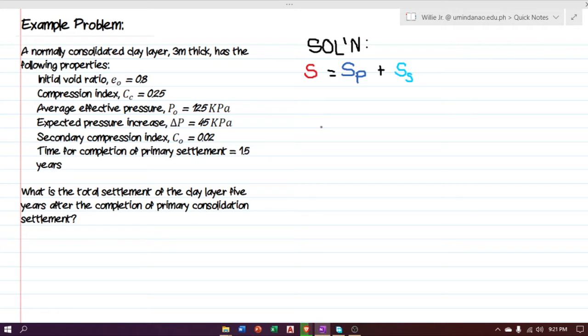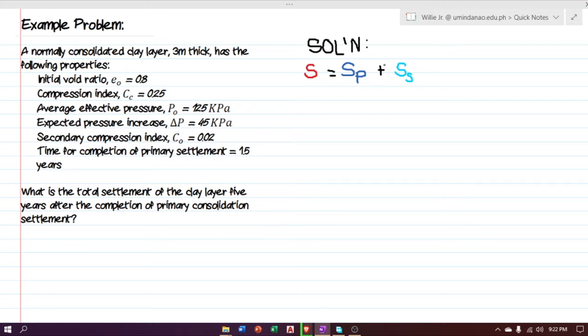Hi guys, so after our first reporter explained the secondary consolidation settlement, we're going to provide an example problem. A normally consolidated clay layer 3 meters thick has the following properties: initial void ratio equals 0.8, compression index equals 0.25, average effective pressure equals 125 kilopascals, expected pressure increase equals 45 kilopascals, secondary compression index equals 0.02, and time for completion of primary settlement is 1.5 years. The question is, what is the total settlement of the clay layer 5 years after the completion of primary consolidation settlement?